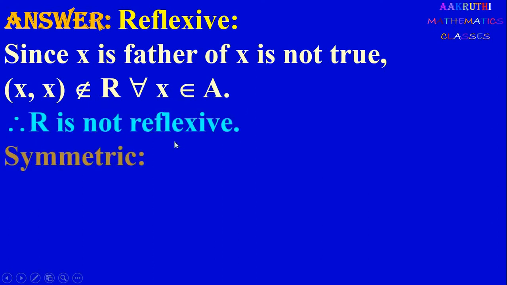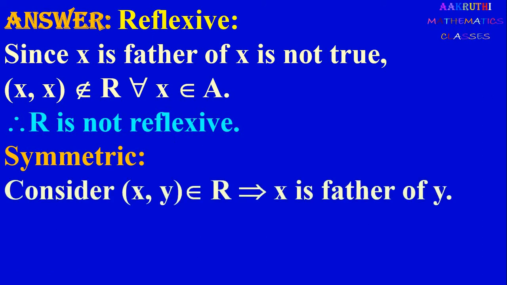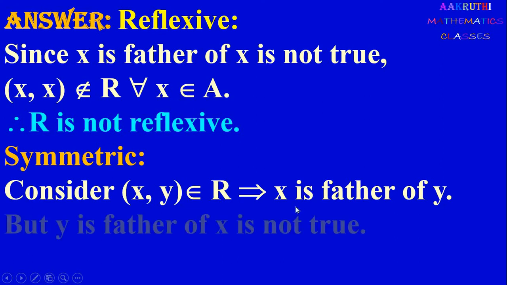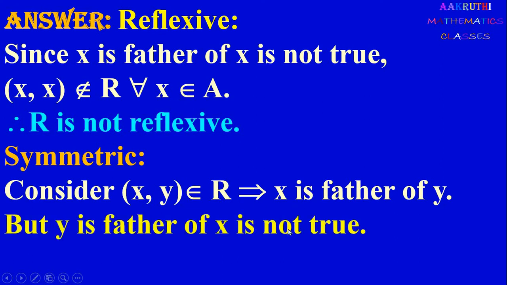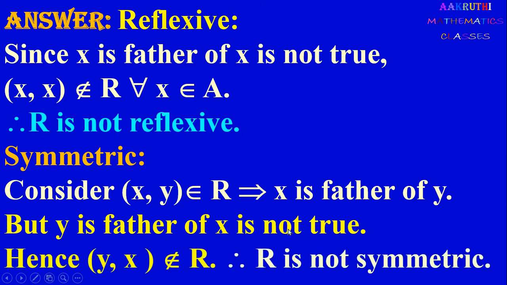Next, is it symmetric? We consider (x, y) belongs to R, so x is father of y. If (x, y) belongs to R implies x is father of y, but y is father of x is not possible. So (y, x) does not belong to R. Therefore this relation is not symmetric.